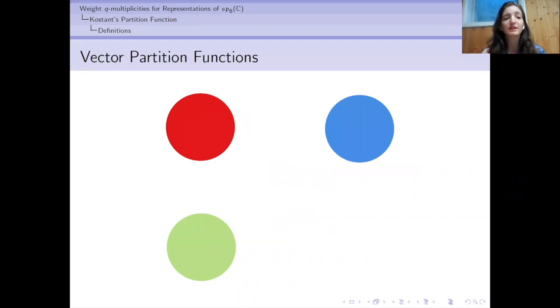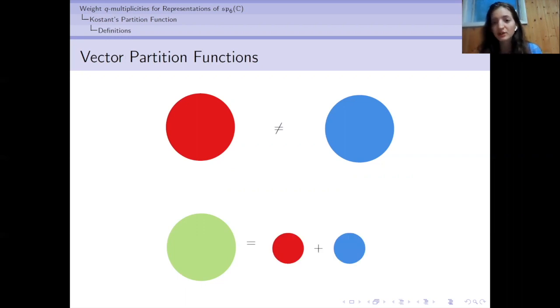So let's start with an example of a vector partition function, since Kostant's partition function is a vector partition function. So let's say we're at Chuck E. Cheese. We play games, we get tickets, and we exchange tickets for prizes. And let's say that at this Chuck E. Cheese, we have three types of tickets here. They are round like a circle, so we might call them coins. So we have the red coin, the blue coin, and the green coin. And the red coin and the blue coin cannot be exchanged for each other in any way, shape, or form. And one green coin is equal to one red coin plus one blue coin.